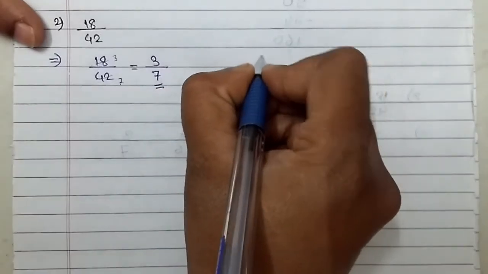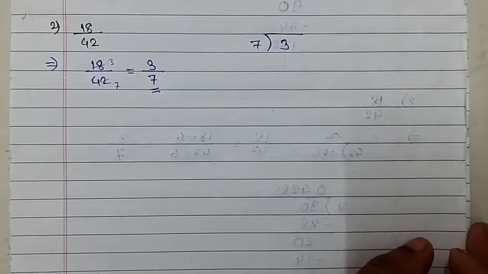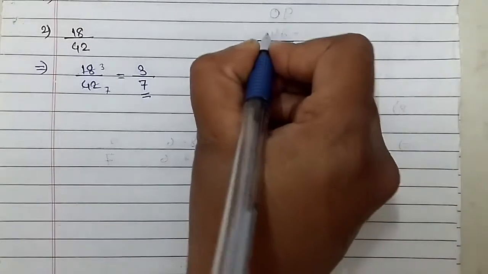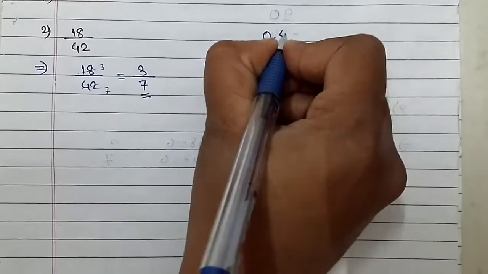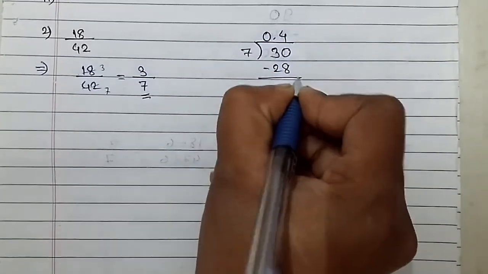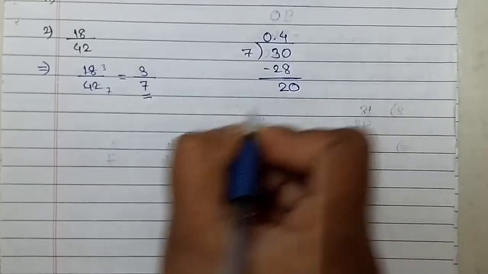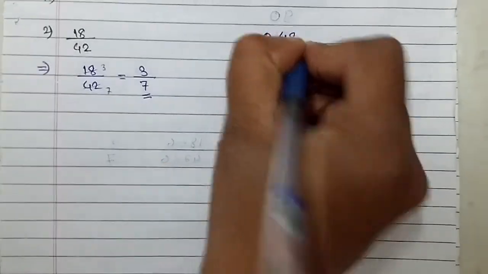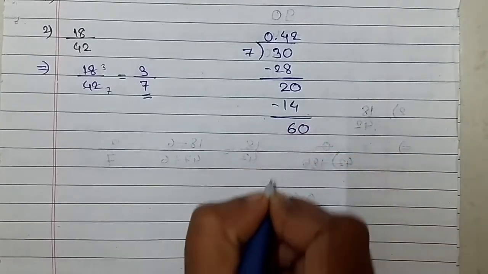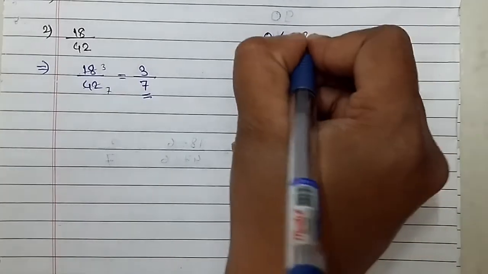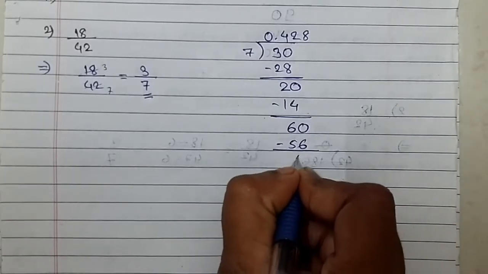So write down 7 here and then 3. Then is 3 divisible by 7? No. So put 0 point here, then add 0 here. Then 7 fours are 28. When we subtract 28 from 30, what is your answer? That is 2. Then add 0. Then 7 twos are 14. After that the remainder is 6. Add 0. Then 7 eights are 56. 60 minus 56, that is 4.